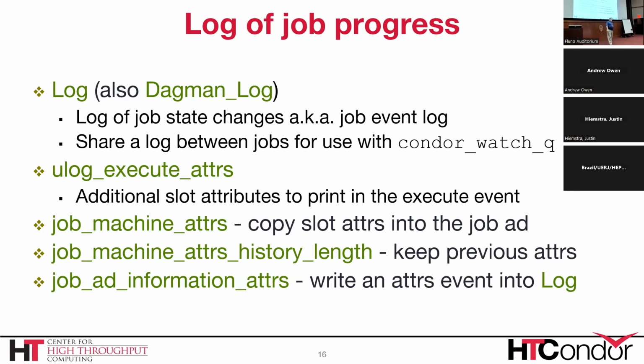There's a much more cumbersome mechanism for doing something similar that's been around a long time. A combination of job machine adders, which says when my job is matched to a slot, copy some attributes from the execute node into my job, and job add information adders, which says every time I write something into the log, also write these attributes into the log as an event right after that. There is no guarantee that that is the very next event, though, in situations where there are multiple writers in the log.